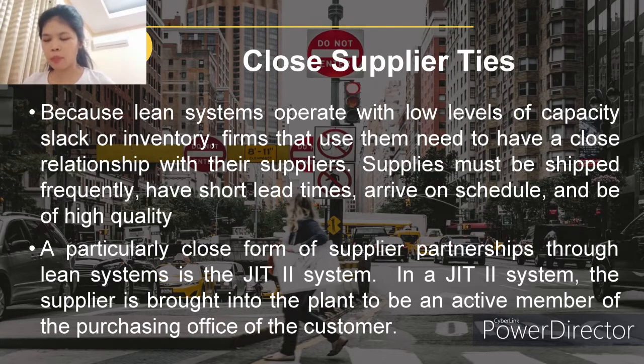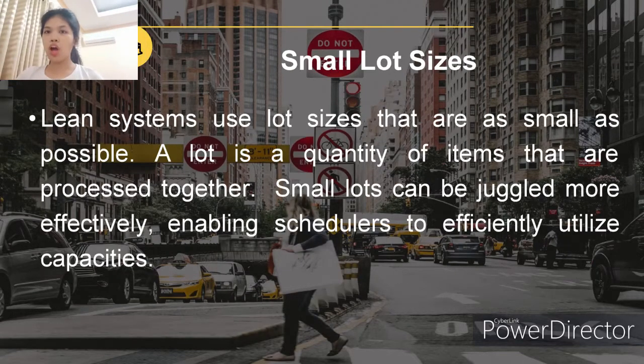Since a Lean system is operating with low levels of capacity, it will need to do anything within its power to have a close relationship with its suppliers for them to have a better product and output. A particularly close form of supplier partnership through a Lean system is the JIT2 system. In a JIT2 system, the supplier is brought into the plant to be an active member of the purchasing office of the customer. JIT also means just-in-time inventory system. It is a management strategy that aligns raw material orders from suppliers directly with production schedules.